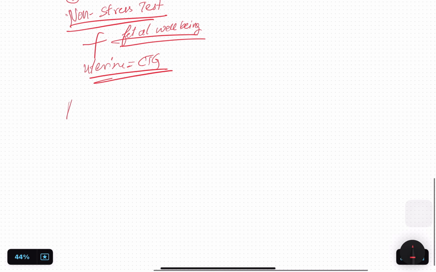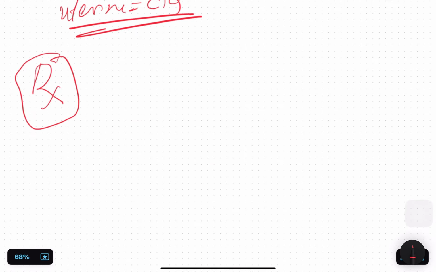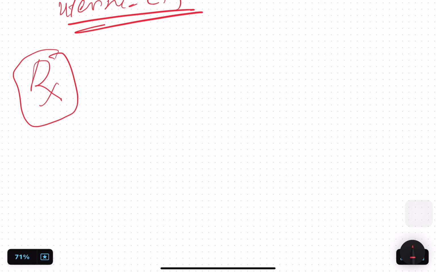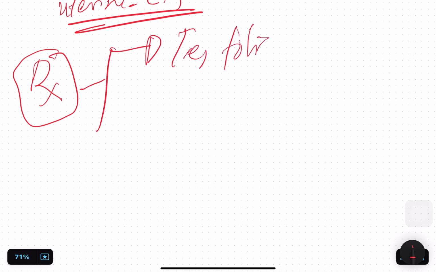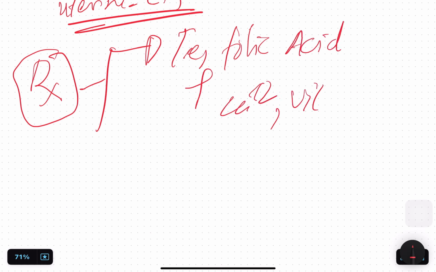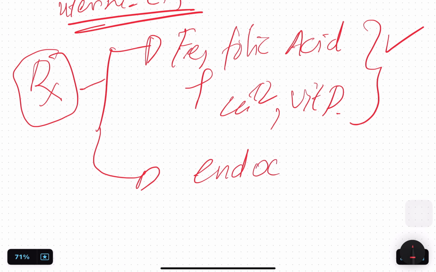Pharmacological management. What do you think are the drugs which you should remember? Even if a first year student watches it, they will say iron and folic acid, and if required, calcium and vitamin D. This part of pharmacology is something which you should know. The endocrine part of pharmacology, for example in cases of hypo or hyperthyroid, is something which you should know. Then the NSAIDs and antihistaminics part.